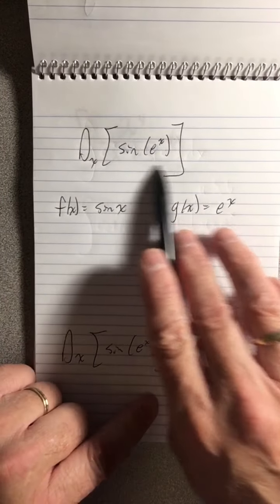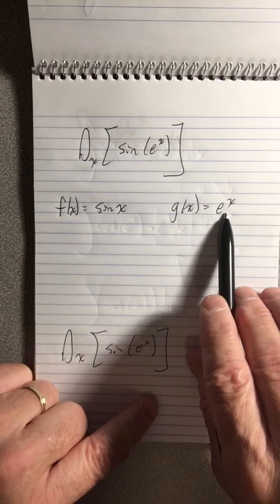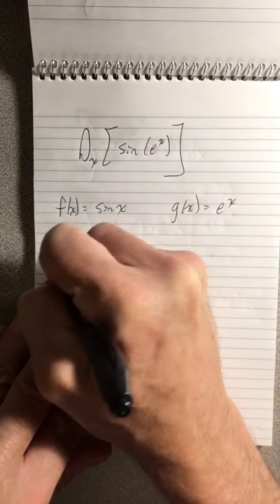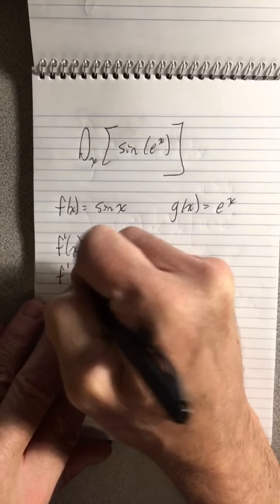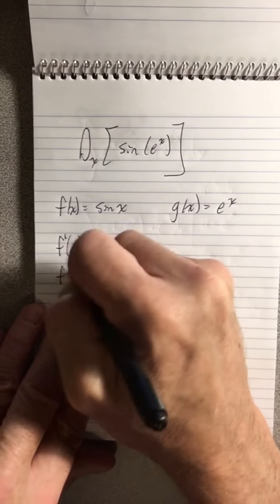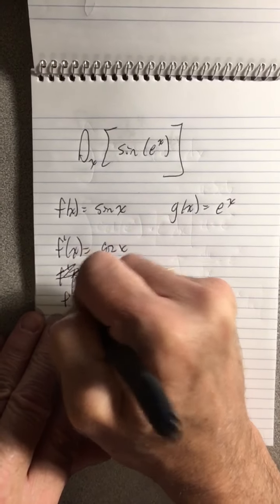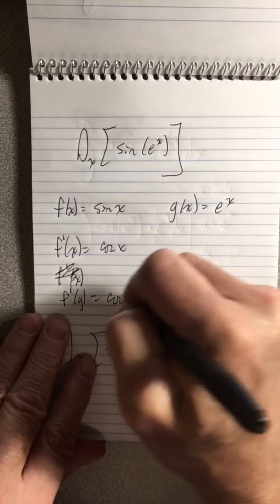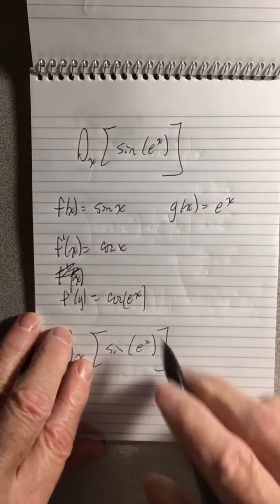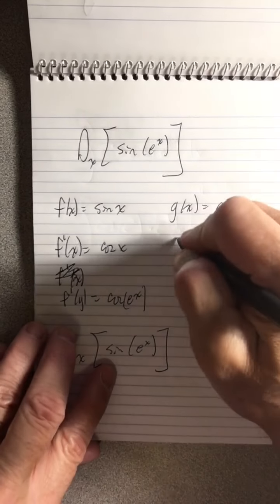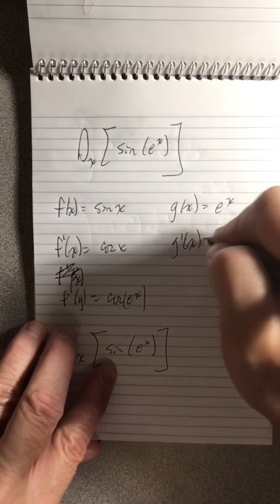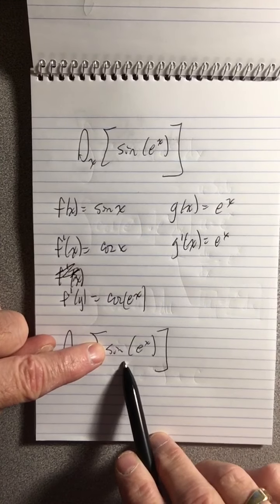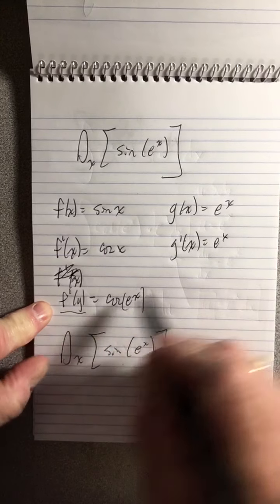So now this is a composition. Sine is being composed of e to the x, so we get the derivative of f, which is cos. And then we evaluate that derivative at g. So when I evaluate cos at g, I get e to the x in there, in place of that x. Now, meanwhile, the derivative of g is e to the x. And then the way you get the derivative of this is you multiply f prime of g by g prime.